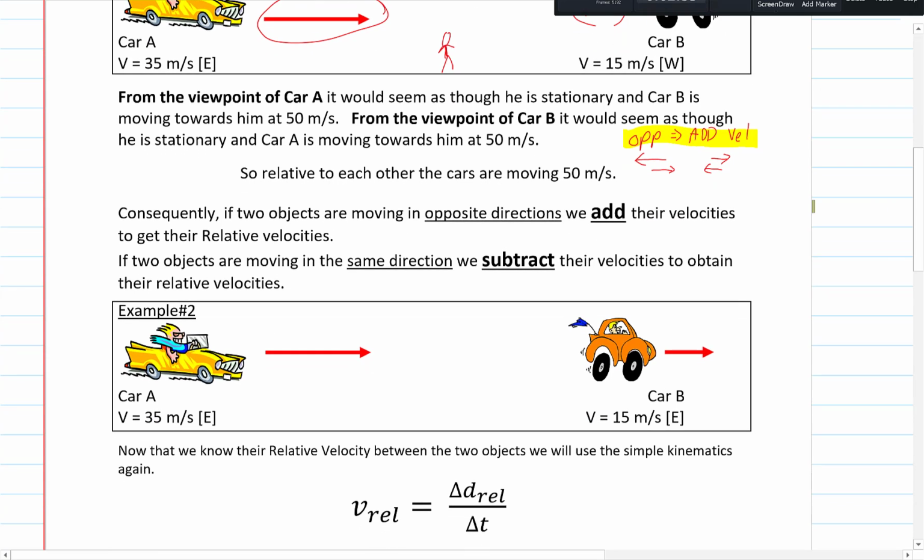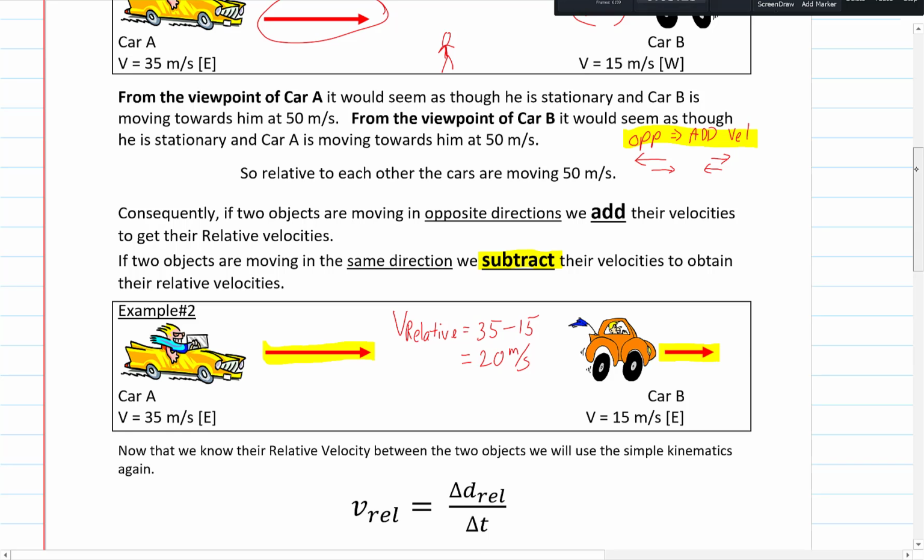Consequently, if the objects are moving in the same direction, we have to actually subtract. We have to subtract if they're moving in the same direction. So this guy is trying to catch up to this guy, so we have to subtract. The relative velocity in this case is going to be 35 minus 15, which is 20 meters per second.